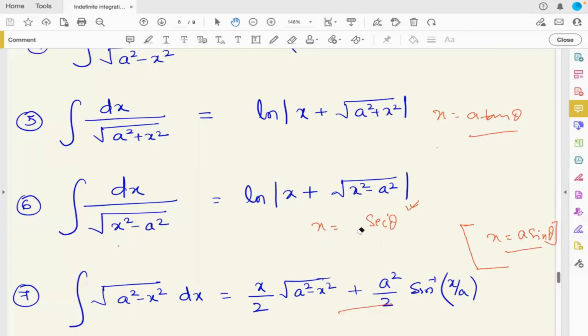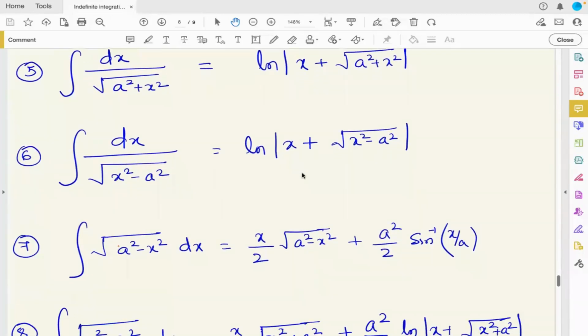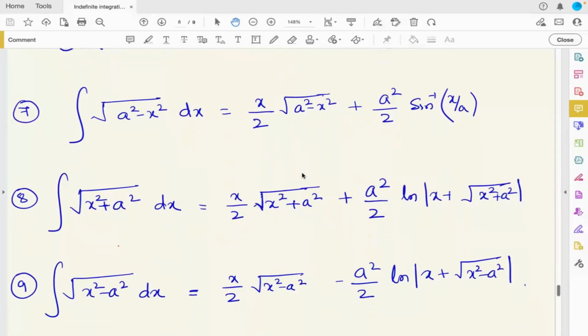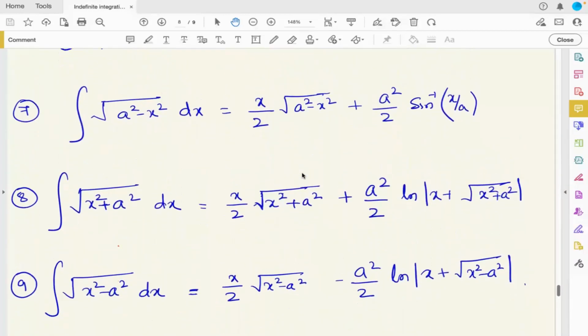Okay, so what you have to do is just remember the basic trigonometric substitution and some basic algebraic standard forms. So our next form is x root under x square plus a square. So what we have to substitute here is x is equal to a tan theta.